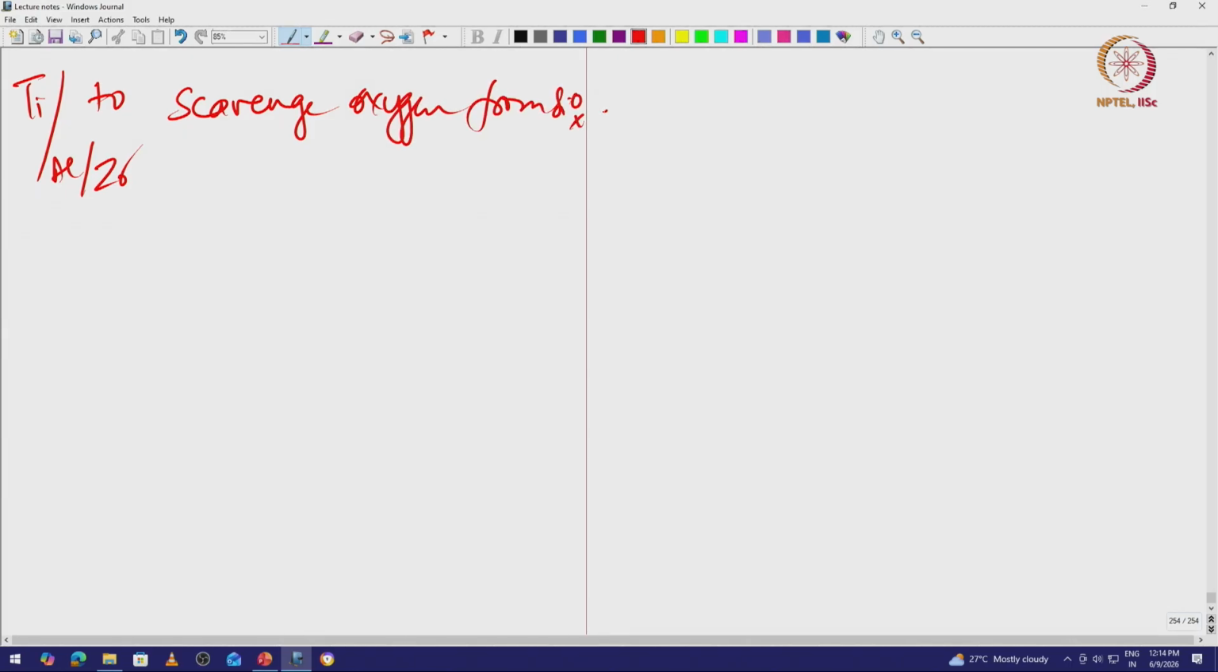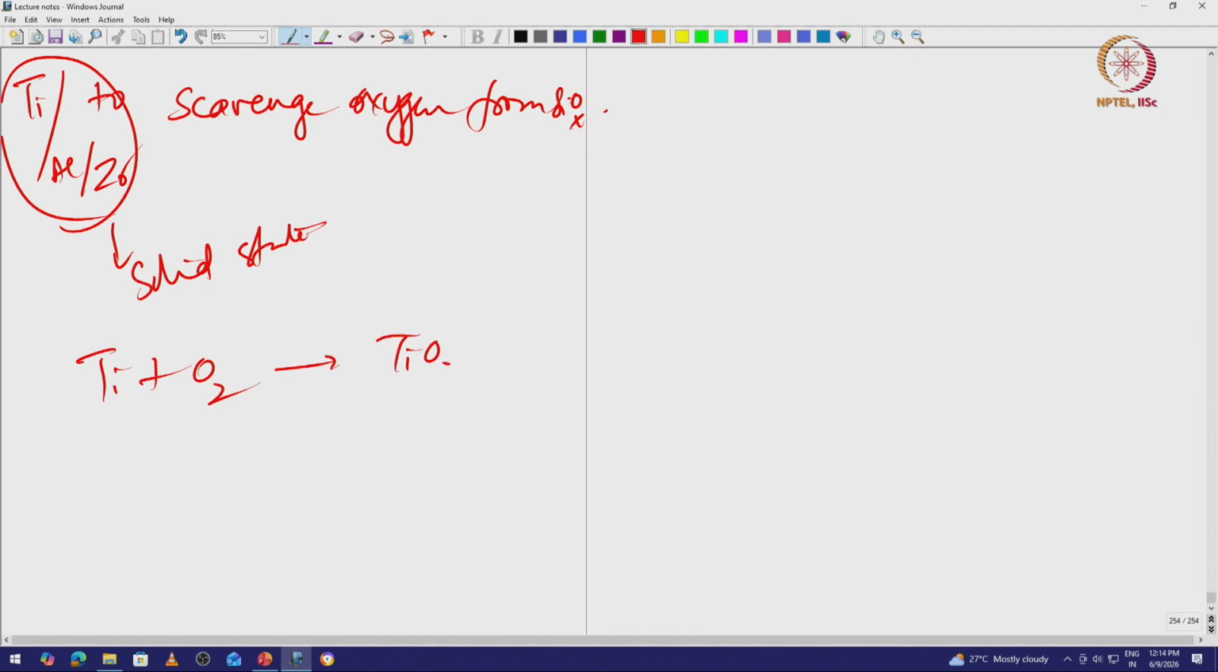Okay. Now, when I am scavenging oxygen from silicon oxide, so this is in a solid state, right. So, I am going to use the reaction titanium plus oxygen gives rise to titanium oxide, right. So, to take away the oxygen from silicon oxide gives rise to silicon. So, this oxygen gets fed into this reaction.